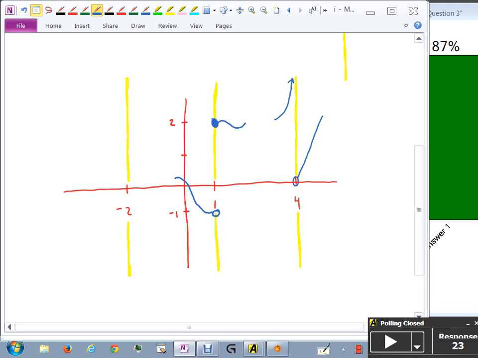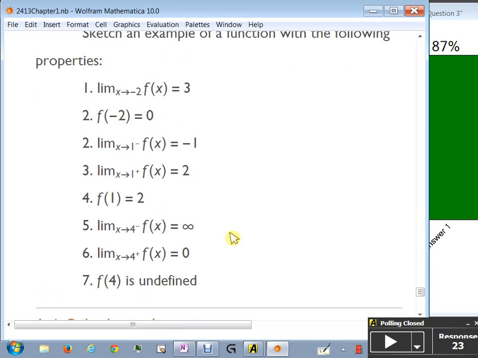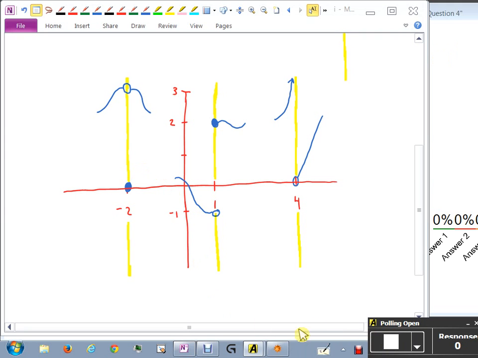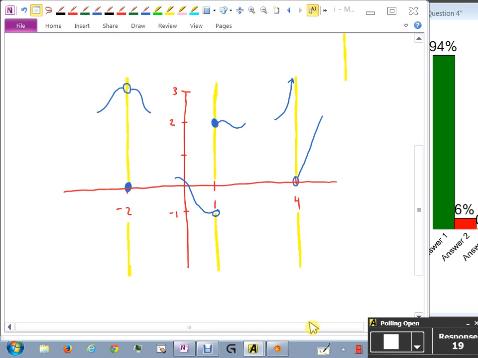And then let's go to the first one we did, which was -2. 3 from the left and right, and then 0. Whoa, don't do that. 3's up here, so 3 from the left and right, and then 0. All right, let's quick poll here. Are we okay with that so far? Right.